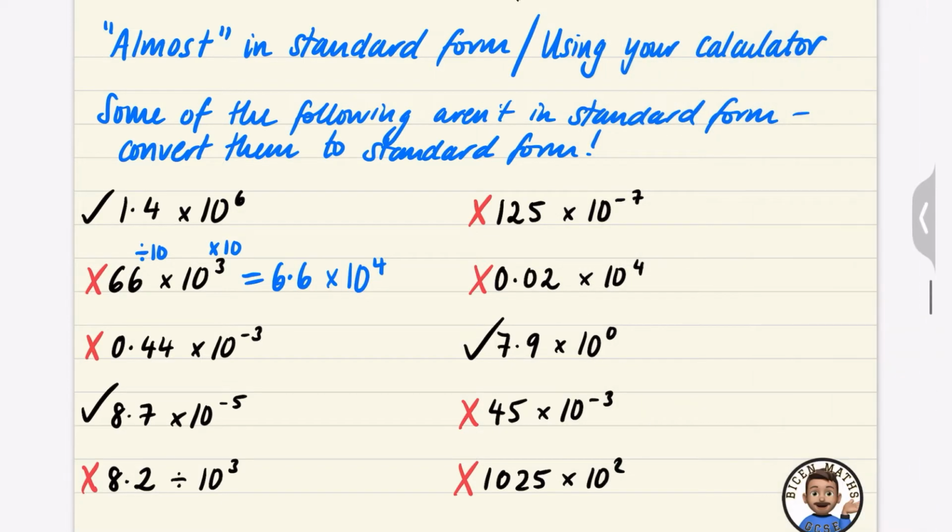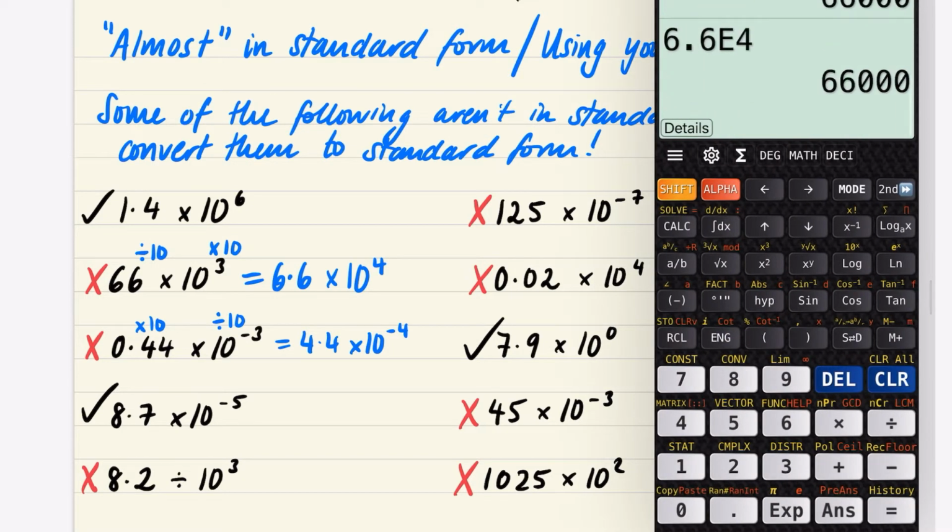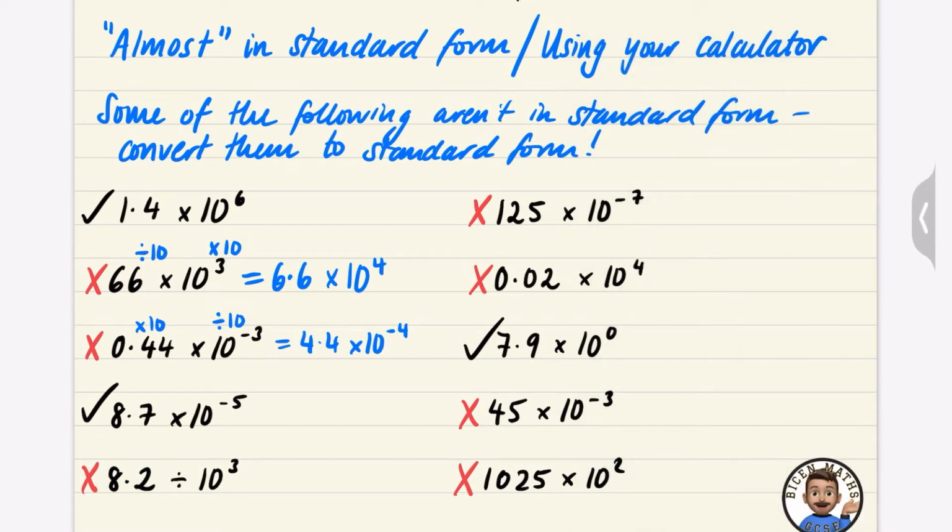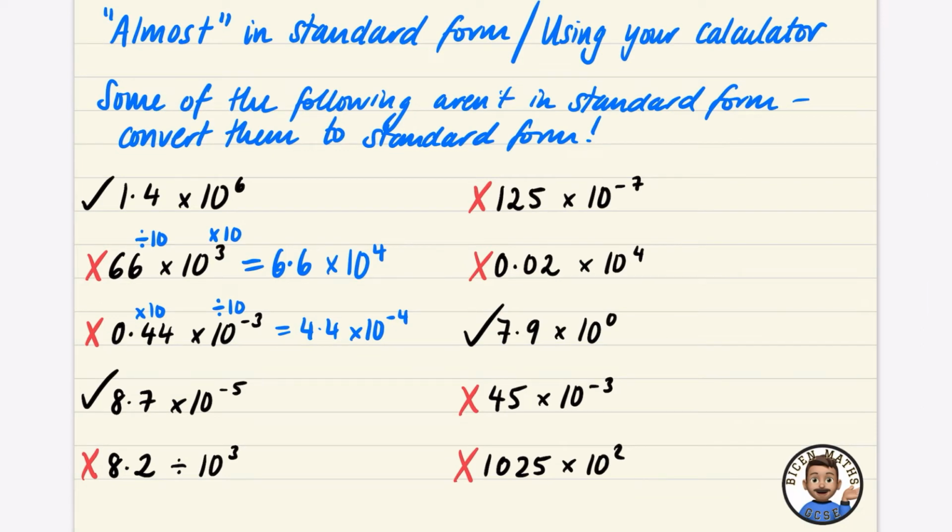This one, I want to make that starting number something between 1 and 10. So I'm going to multiply it by 10 to get 4.4. Now because I'm multiplying that by 10, I need to divide this by 10. So I need to make this power even smaller and make it 10 to the power of minus 4. Let's just see if that is true. 4.4 times 10 to the power of minus 4 and 0.44 times 10 to the power of minus 3. Yep, those numbers are the same as each other. I don't need to do this next one because it's already in standard form. I'm not going to do any more calculator checks. I'm going to come back to this one at the very end, because it's a little bit different.